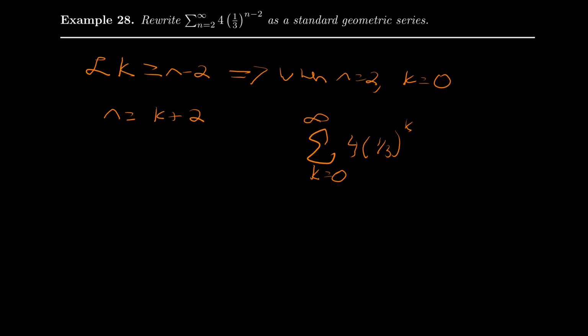Because remember, when n equals 2, which is what I started as, k equals 0, so n equals 2 becomes k equals 0. So our n equals 2 became k equals 0. And then our n minus 2 became k. So there we go. We wrote that as a standard geometric series. This, by the way, is called index shifting, because we just shifted our index around. Right? So that's what we're trying to do on this. That's all that we're doing on this.